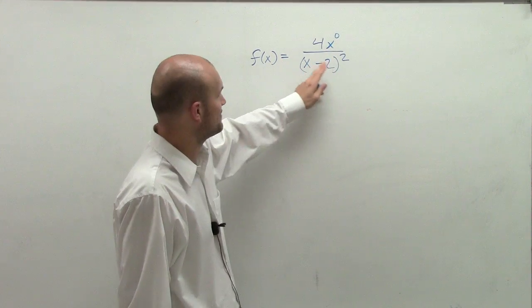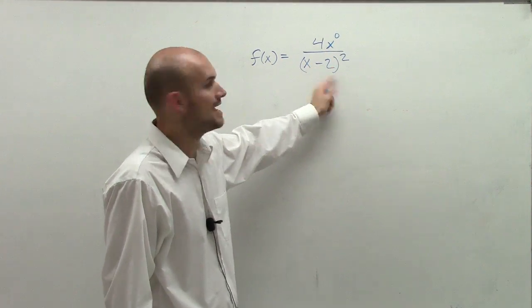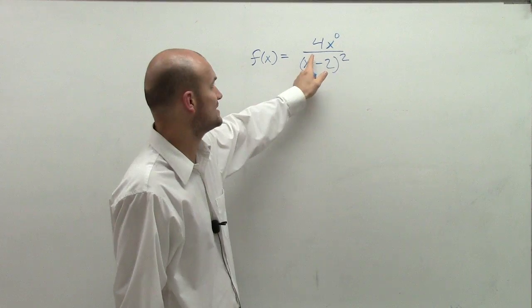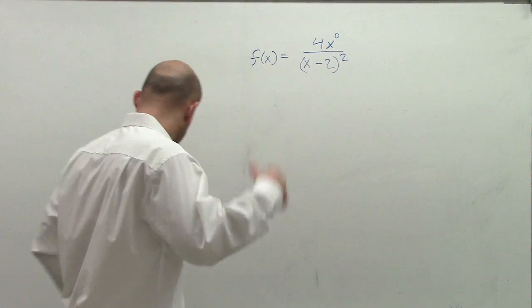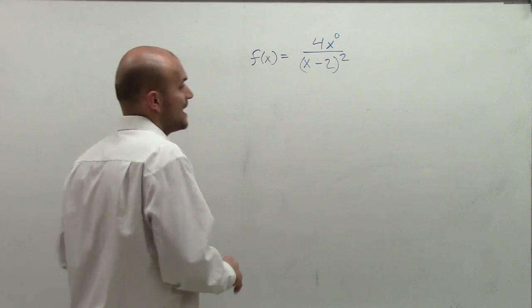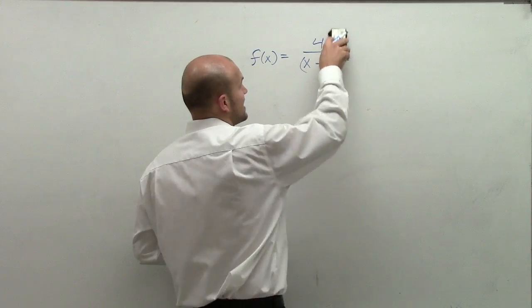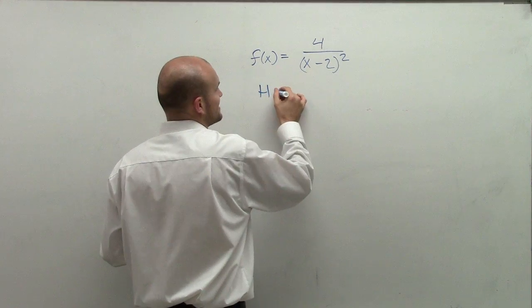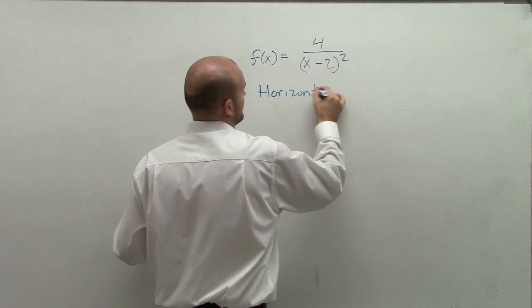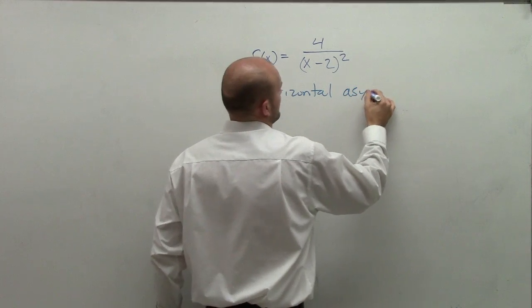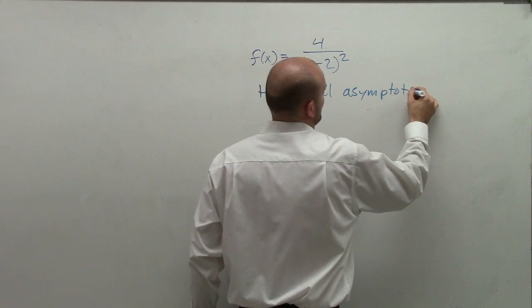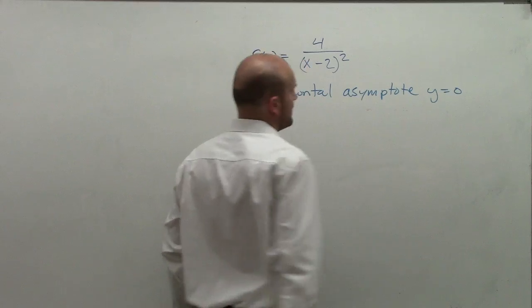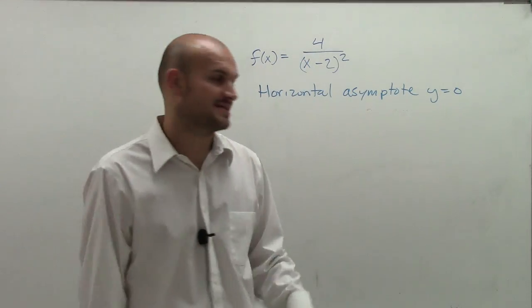So if I look, remember, at my exponents, if I was to FOIL this out, I would have x squared. Since 2 is larger than 0, using our horizontal asymptote test, we notice that we are going to have a horizontal asymptote at 0. All right, and that's by the horizontal asymptote test that we're going to use.